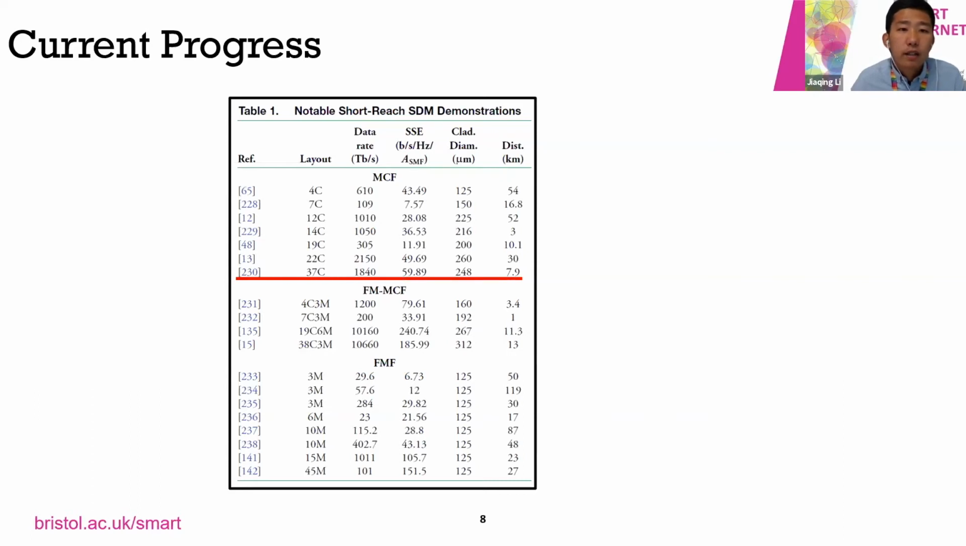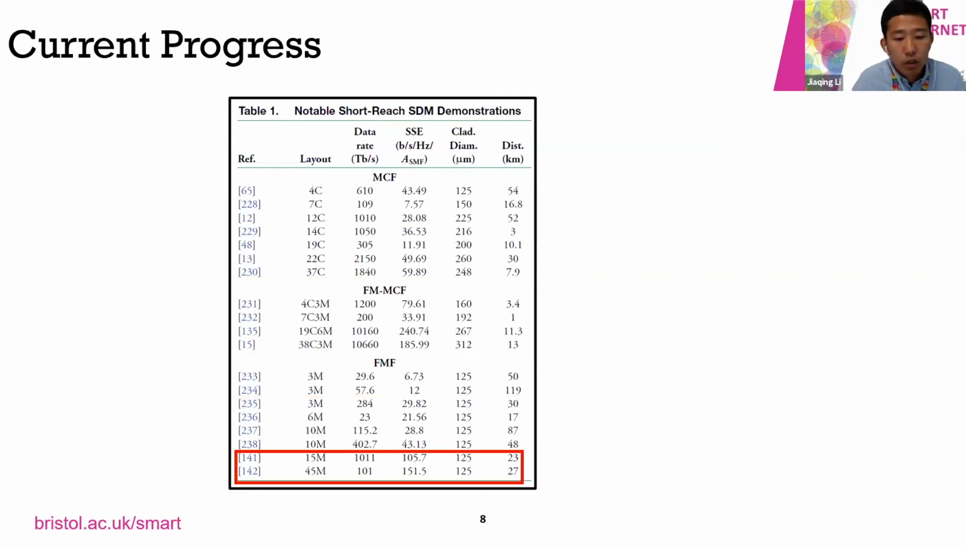Here we can say for the short-range SDM system in multi-core fiber, we can find that the maximum core number is around 37 or 38. And also in few-mode fiber schemes, the transmission distance will reach more than 100 kilometers. And the largest number of modes we can use is about 45 modes.